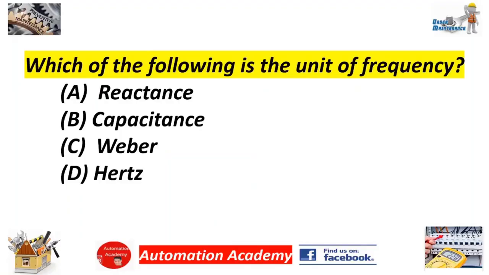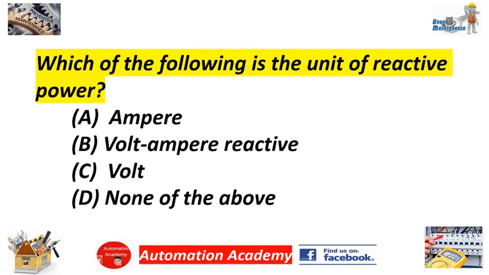Which of the following is the unit of frequency? A, reactance, B, capacitance, C, Weber, D, Hertz. Answer, D, Hertz. Which of the following is the unit of reactive power? A, ampere, B, volt ampere reactive, C, volt, D, none of the above. Answer, B, volt ampere reactive.